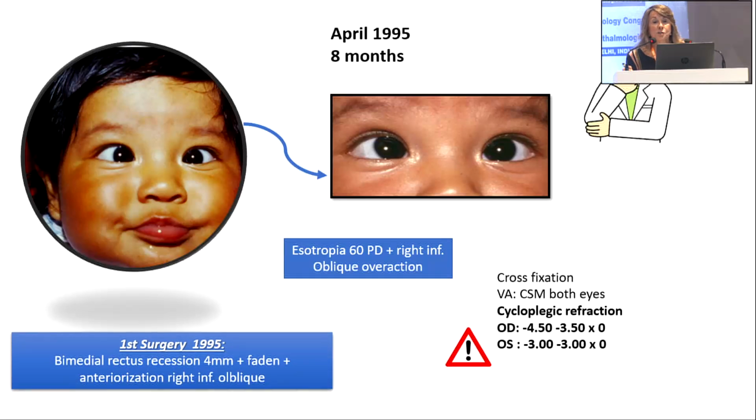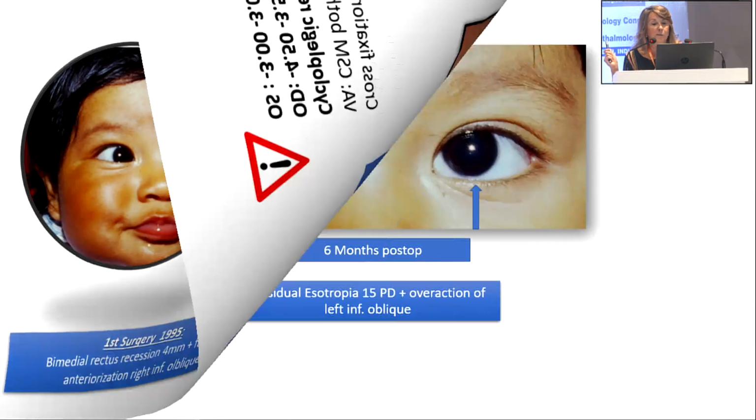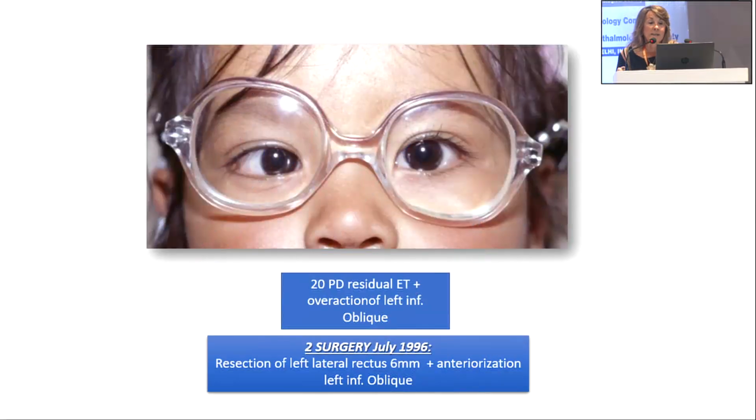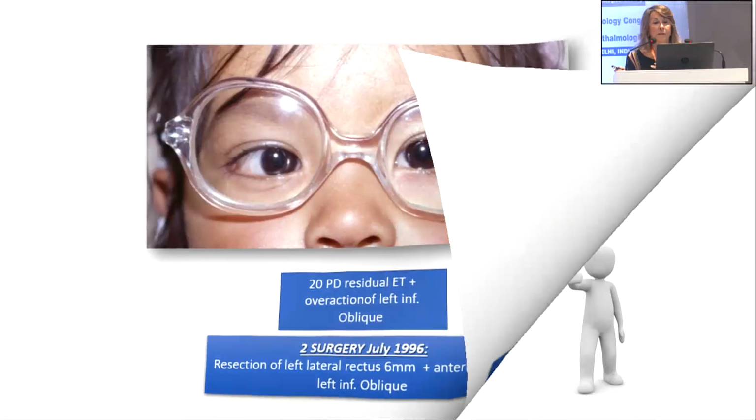So my first surgical procedure on her was a bimedial rectus recession with a fan and anteriorization of only the right inferior oblique. Postoperatively, she had a residual esotropia of 15 prism diopters with, of course, overaction also of the left inferior oblique. 1 year later, the esotropia increased to 20 prism diopters. This is why I performed a second surgery consisting of a resection of the left lateral rectus of 6 millimeters and anteriorization of the left inferior oblique.